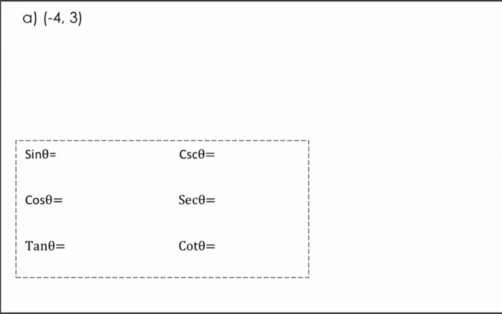So the first thing we're going to do is plot the given ordered pair. I'm going to draw my axes here. -4, 3 means left 4 and up 3, so it's going to be in quadrant 2. Connect the point to the x-axis and to the origin. This is the theta, the angle that I'm talking about. I went left 4, so this is -4, and I went up 3, so that's +3. Now we want to find the hypotenuse.